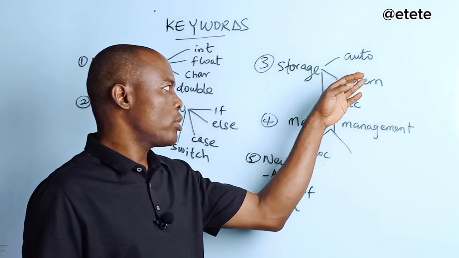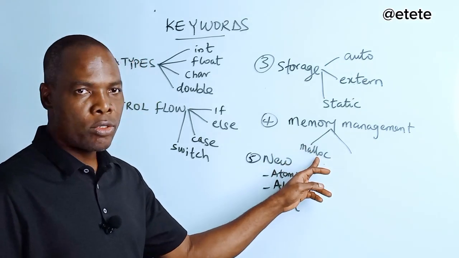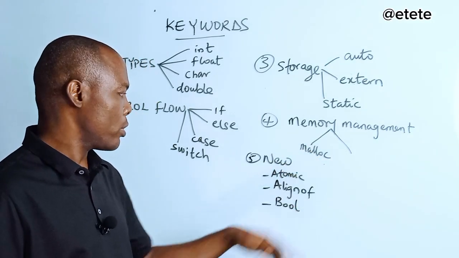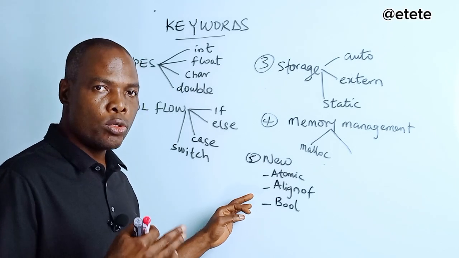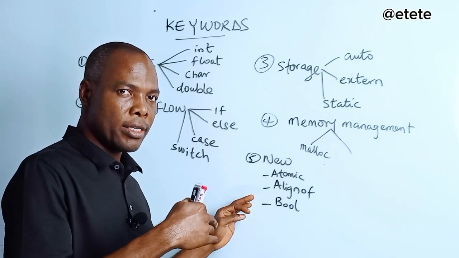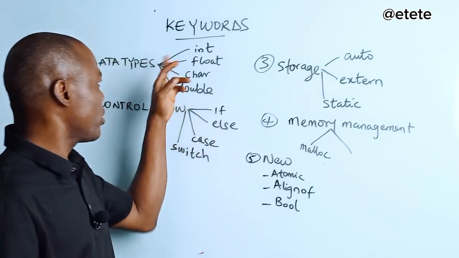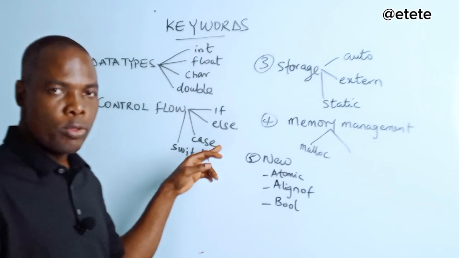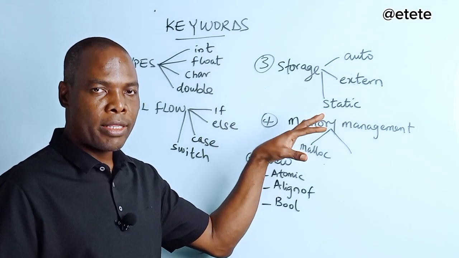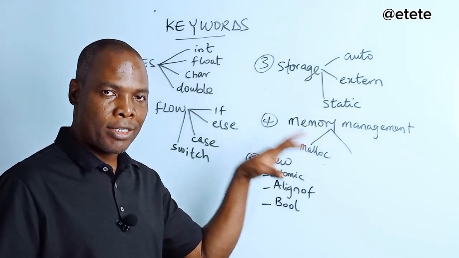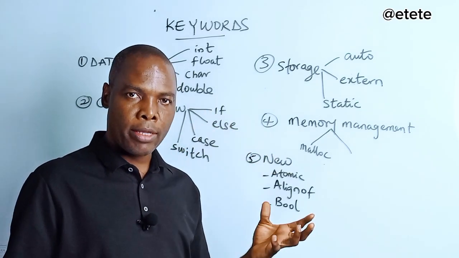Then we have storage, which is auto, extern, static, and memory management. You can use a function, this malloc function. And then these are some of the new ones that have now been added. I told you about identifiers when you are naming something, but you can't use a keyword as an identifier. So you can't use any of these to name a variable or a function because these are predefined terms in C. Now, what actually is a keyword?